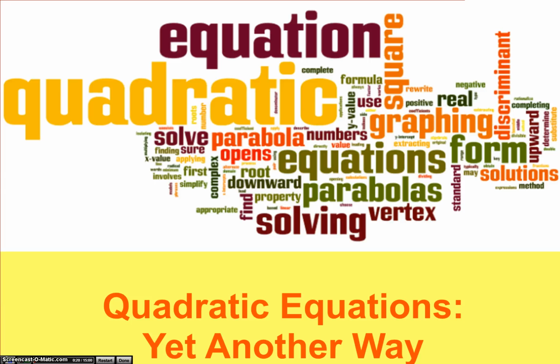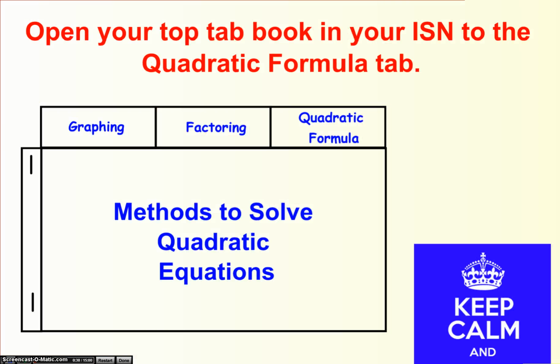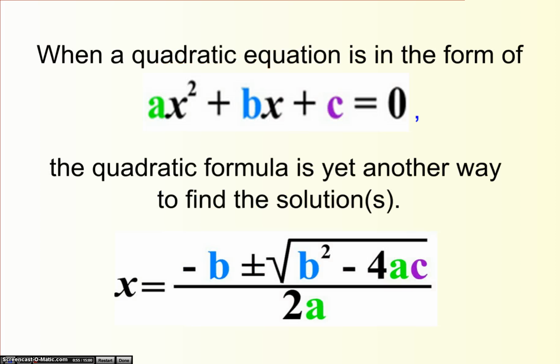Okay, before we start today, I need you to go ahead and open up your ISN to the tab book where we were talking about quadratic equations. When we talked about tables and graphs and factoring, we're going to go ahead and do the third tab, which is the quadratic formula. Open your tab book to the quadratic formula. You will notice that there are 3 examples, and we will be going over those 3 examples. So press pause until you have it out, and once you have it out, you can hit play and resume the video at this time.